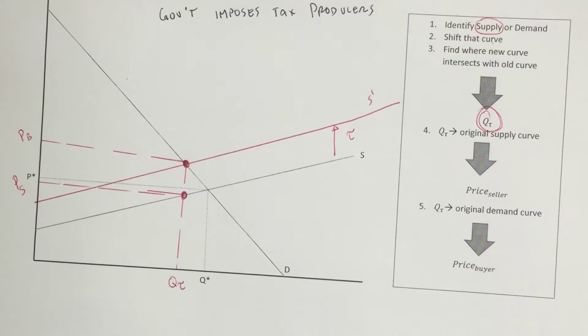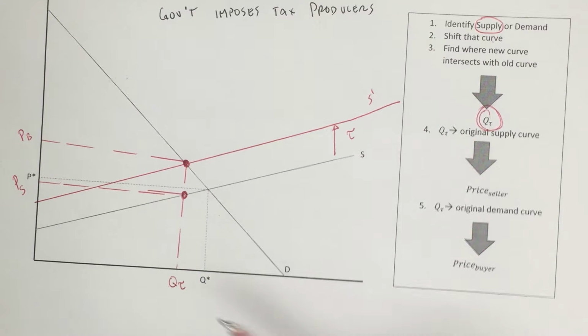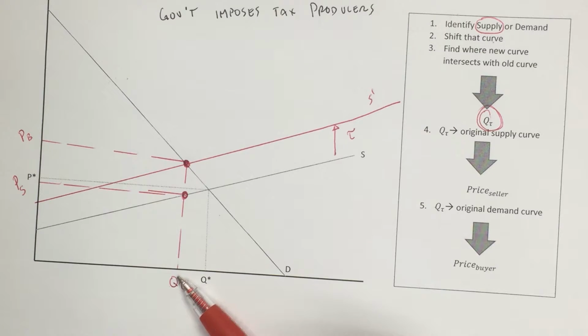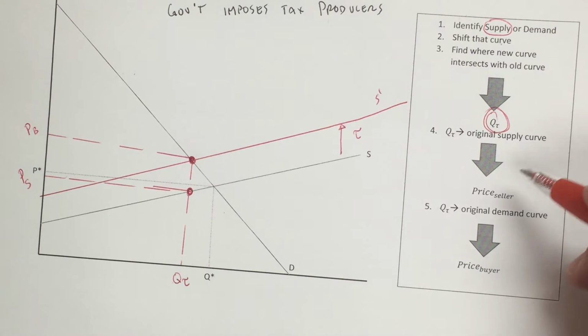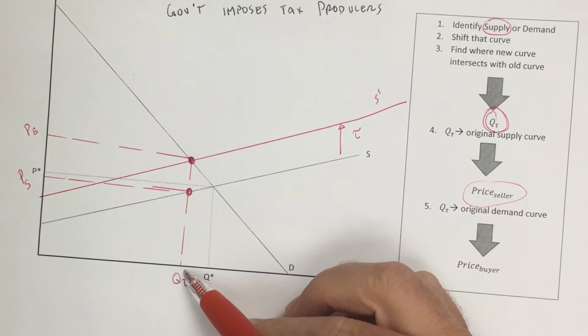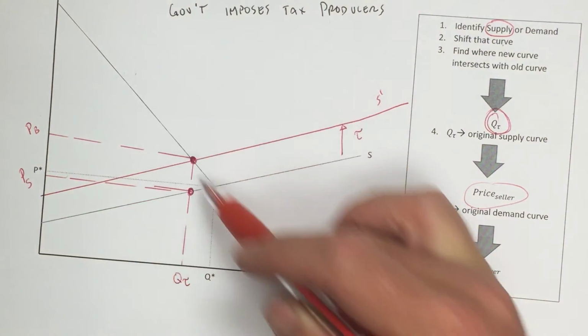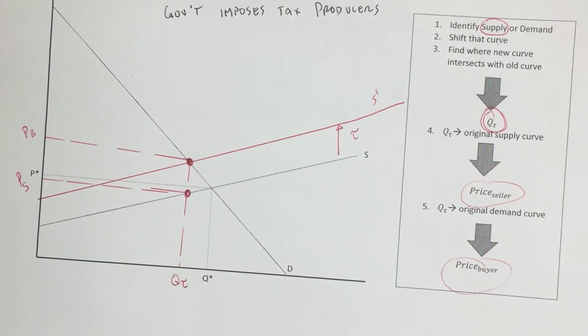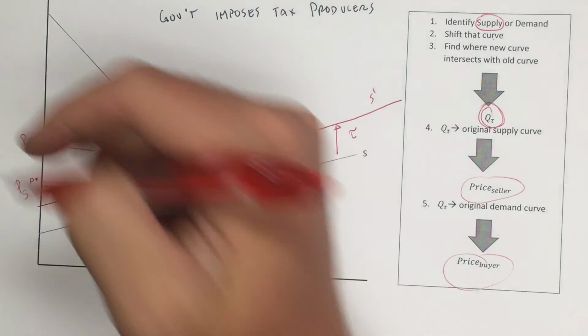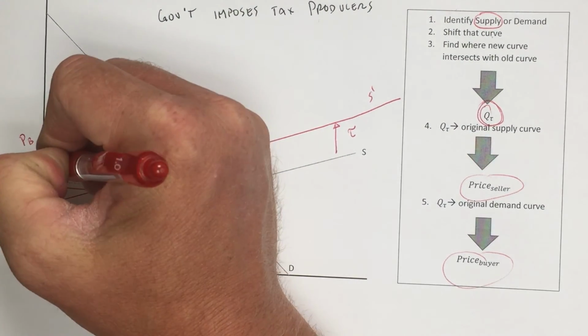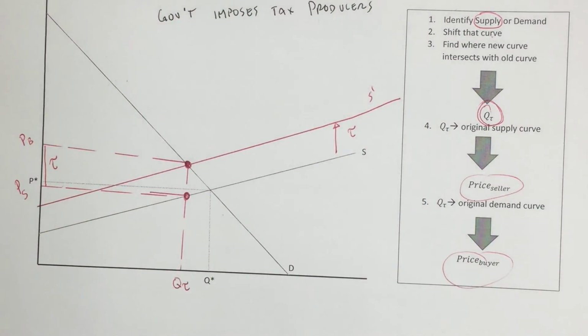So here what we see is that a government imposes a tax. The quantity goes down. We take that quantity, put it into the supply equation that tells us the price of the seller. Take that quantity, put it into the original demand equation. It tells us the price of the buyer. And there we found the 3 important parts. And again, this distance here is the size of the tax.